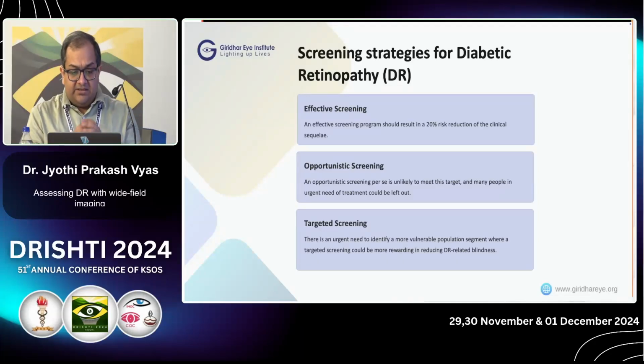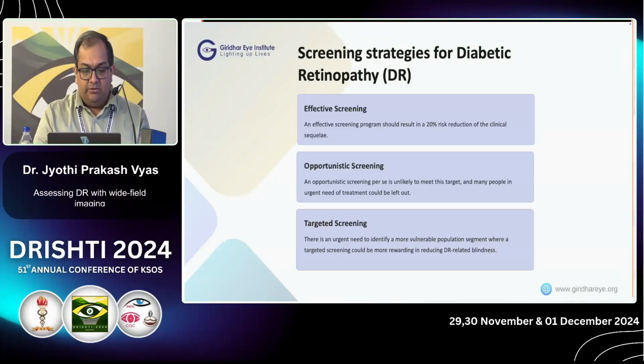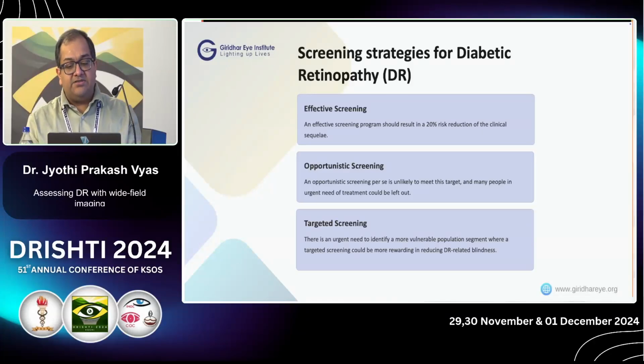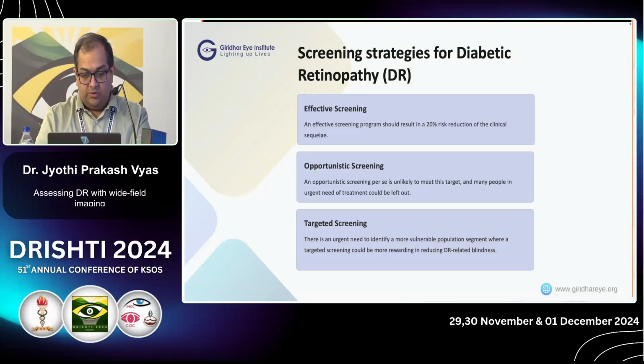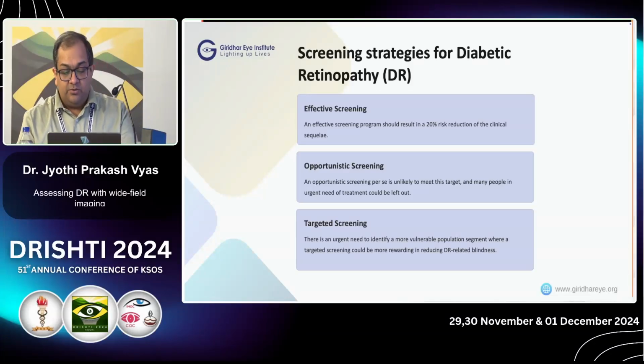Diabetic retinopathy, or per se any screening strategy, can be broadly classified into either effective screening, opportunistic screening, or targeted screening. Anything which is called an effective screening should have at least a 20% risk reduction in clinical sequelae. Opportunistic would not be enough to meet the need of the load of patients who have the disease, whereas targeted is something which we aim at so as to address the population at large.